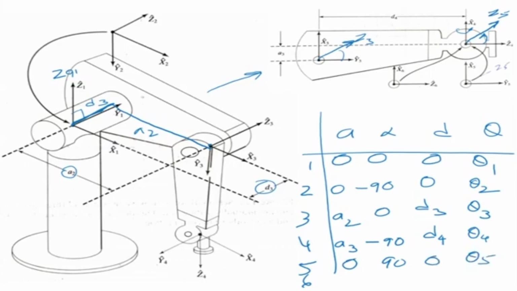Then again, Z5 becomes Z6. Z6 is in this direction only. So you can see Z6 is in this direction only. Okay, so this rotates clockwise now about x. So it is a minus 90. And this is 0, 0, theta 6.